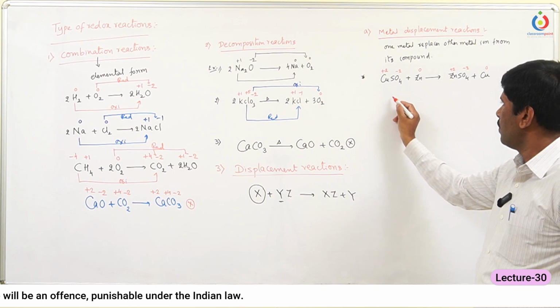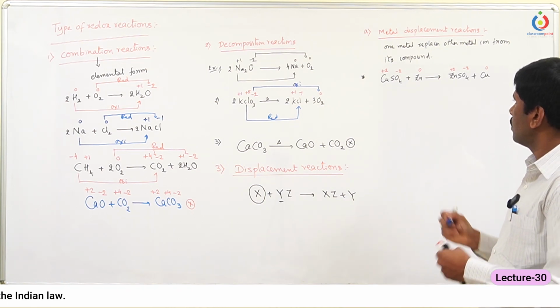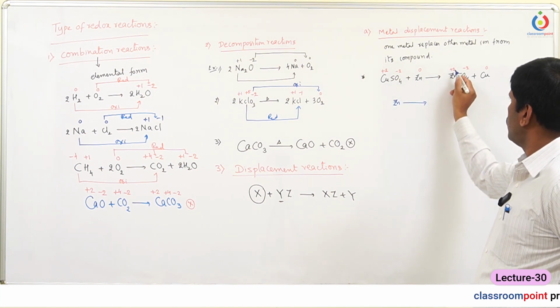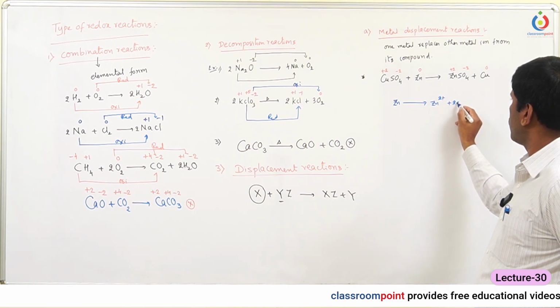That means if you write the half reactions, in this case, zinc is converted into Zn2+ by losing 2 electrons.